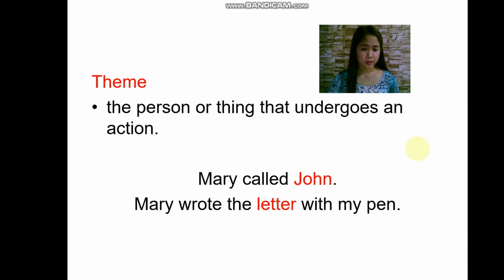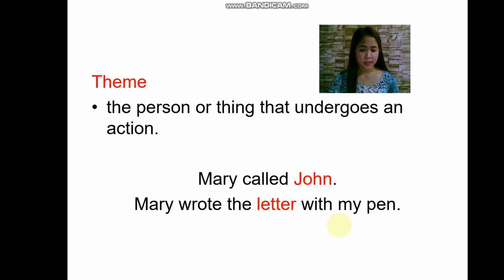Theme is the person or thing that undergoes an action. We have here the sentence, Mary called John. John is considered the theme. Mary wrote the letter with my pen. And letter is also considered a theme. John and the word letter are considered theme because they are the entity that is involved in or the person being affected by the action.